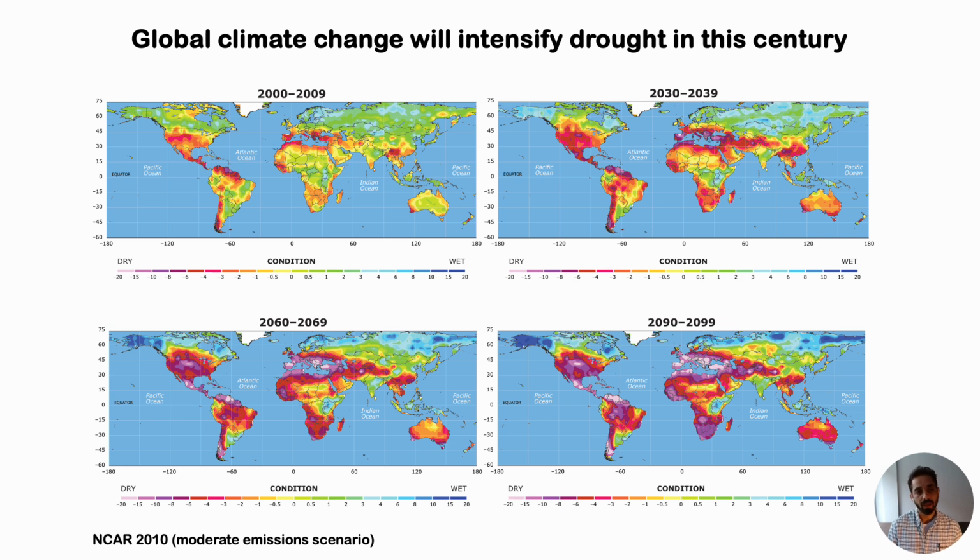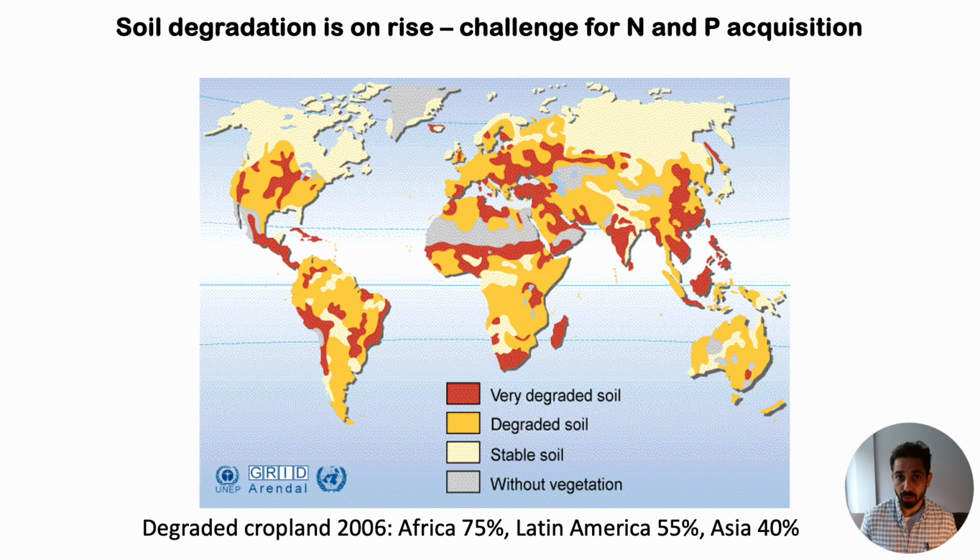And then on top of that, we have a problem of soil degradation, especially in areas which are heavily cultivated. And you can see here we have the US Midwest, a heavily cultivated area, all lined up in very degraded soils. And that creates a challenge for nutrient acquisition, especially for major nutrients, including nitrogen and phosphorus.